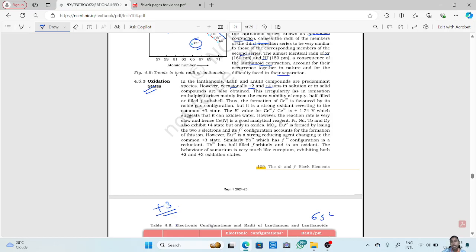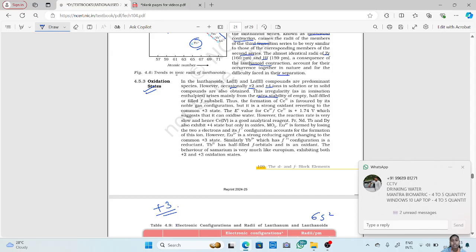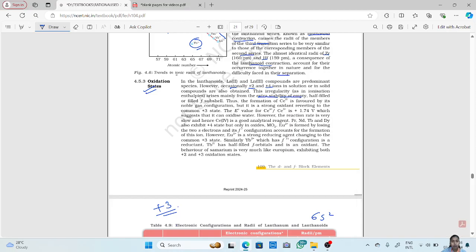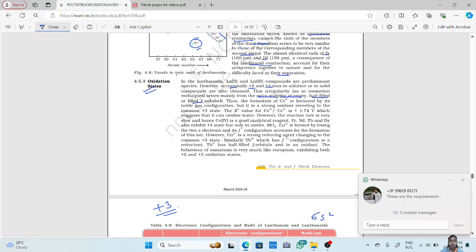This irregularity, as in ionization enthalpies, arises mainly from the extra stability of the empty, half-filled or filled f shells. Now, why can you get this +2 and +4 oxidation state, or this irregularity? It is mainly because of their extra stability, the extra stability of the empty orbitals or the half-filled or completely filled f shells. Mainly because of these three reasons, you can get +2 and +4 oxidation states.